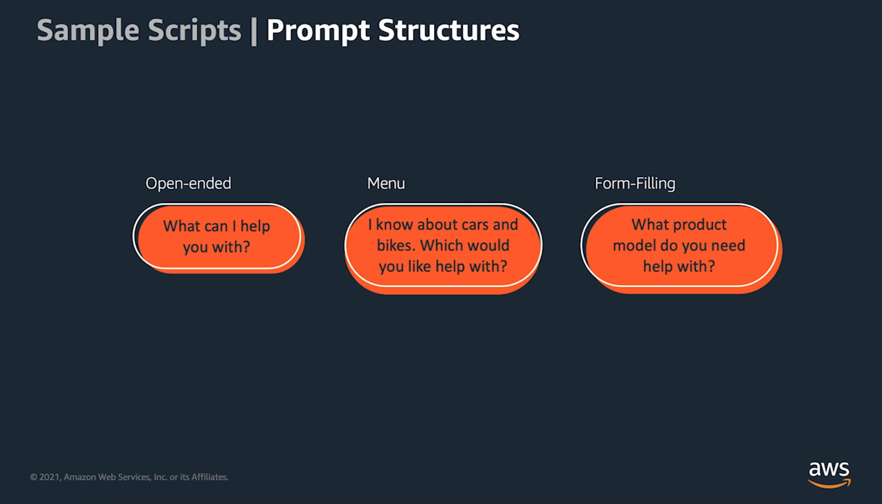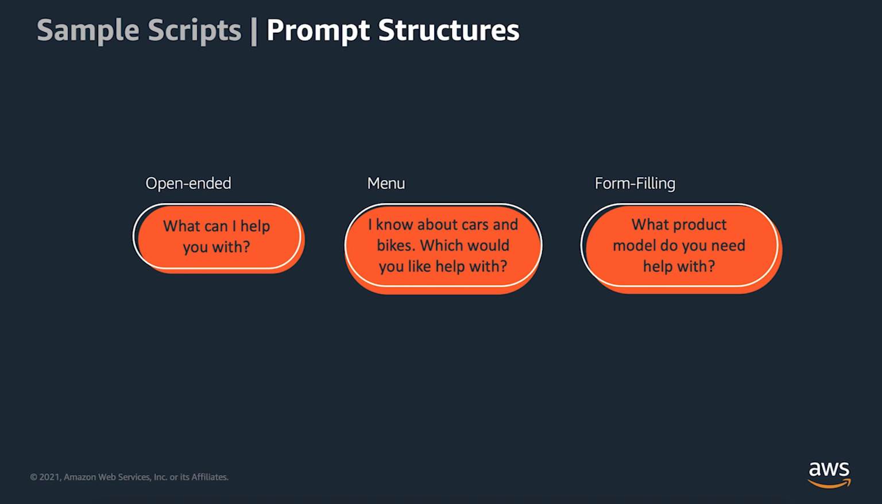Which would you like help with? For a banking customer, this may be something like, I know about making payments or checking my account balance. Which would you like help with? And then form filling is one where the bot is expecting a particular kind of answer from the user. So it's eliciting in this one, what product model do you need help with? And it's expecting input from the user that's directly a product model.